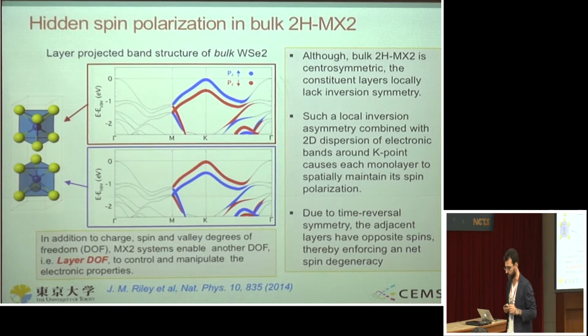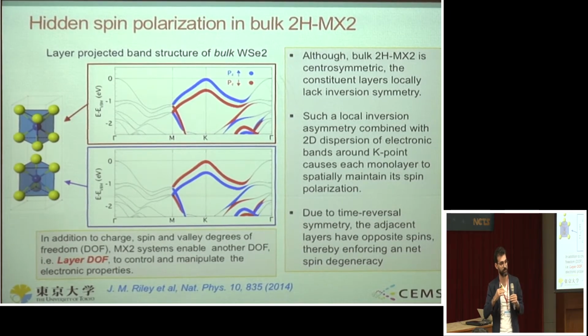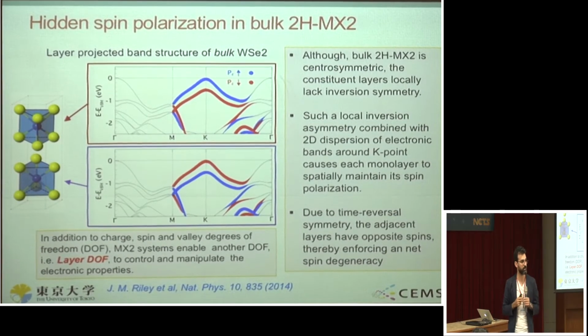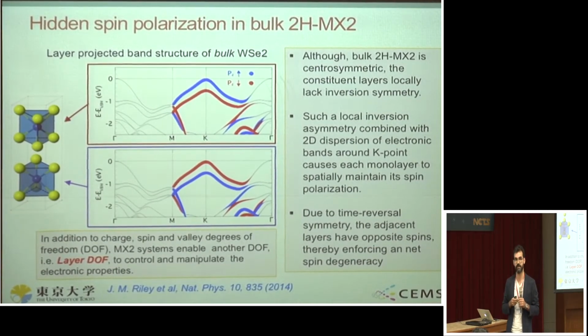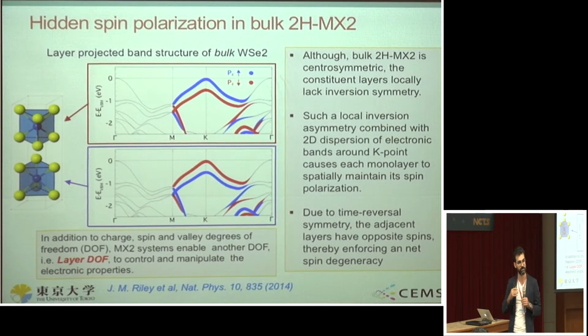Because of this, you can think that although you have a bulk system of these layers, still you have hidden spin polarization. So each layer still keeps its spin polarization. So when you have, for example, a monolayer of tungsten diselenide, you think that your valence valleys are spin polarized. But since you have inversion symmetry in your bulk system, then your system becomes non-spin polarized. But the thing is that this spin polarization is actually hidden within each layer, but they are kind of reversed, alternated from one layer to the other layer. So you can think that actually in the bulk of this system, you can still have a hidden spin polarization, which is opposite from one layer to the next layer.